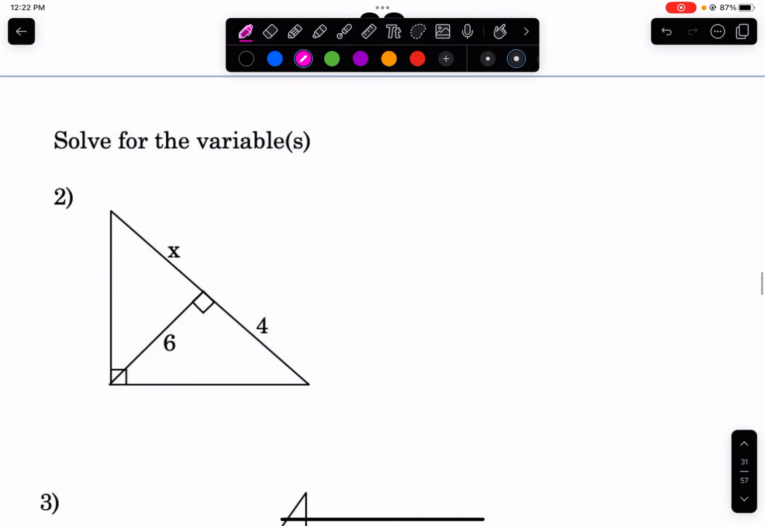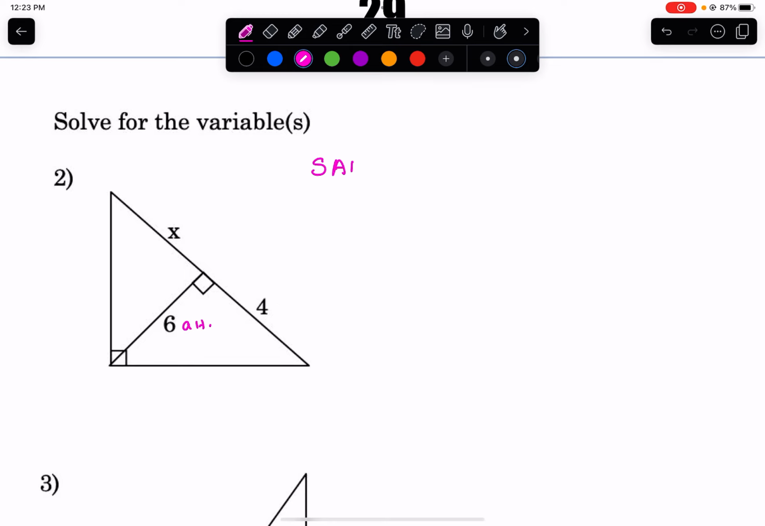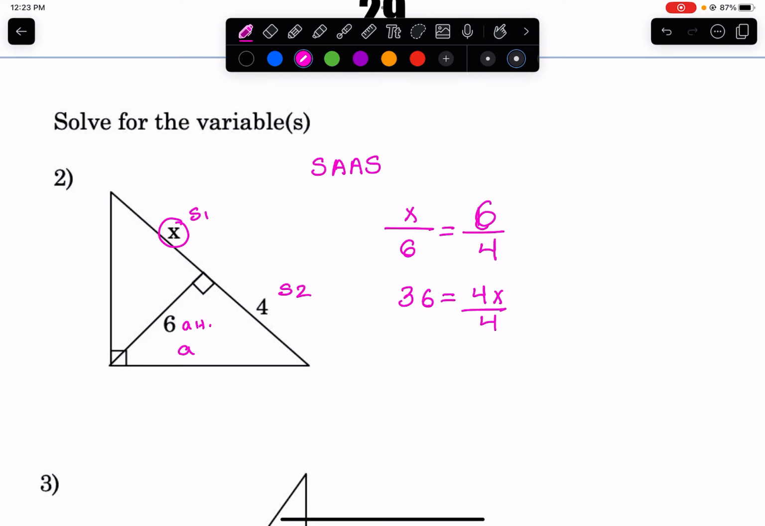For example, here, I'm given the altitude. This tells me that I might want to use side, altitude, side. Let's do side 1, side 2, and the altitude. So we have x over 6 is equal to 6 over 4. Cross multiply, and we get that x is equal to 9. Again, I knew to use side, altitude, side because it gave me the length of the altitude.